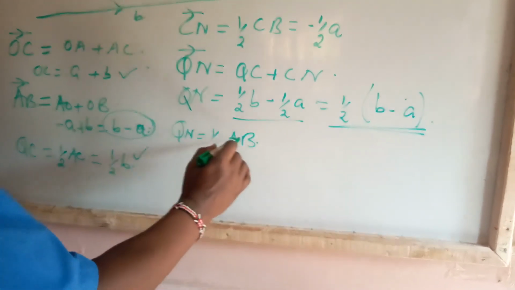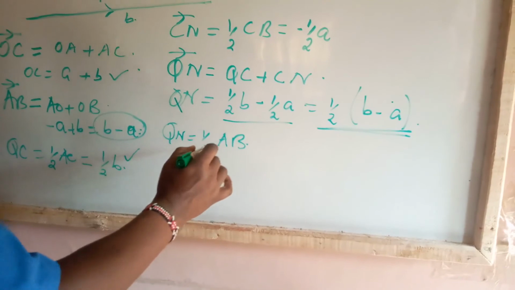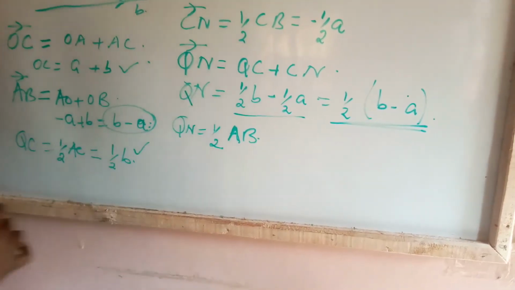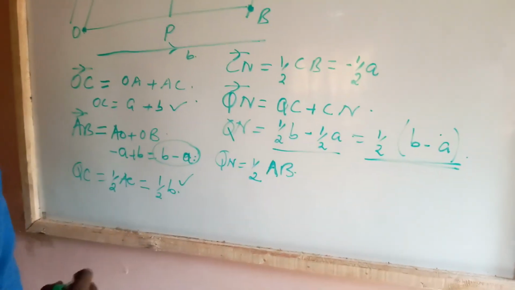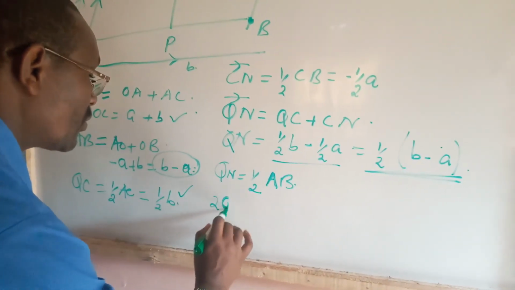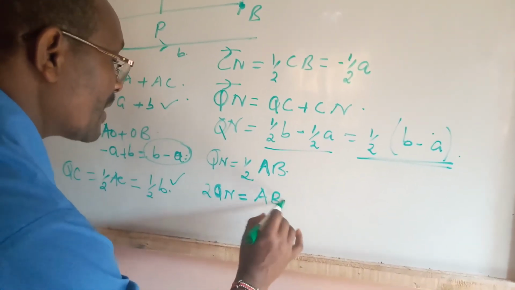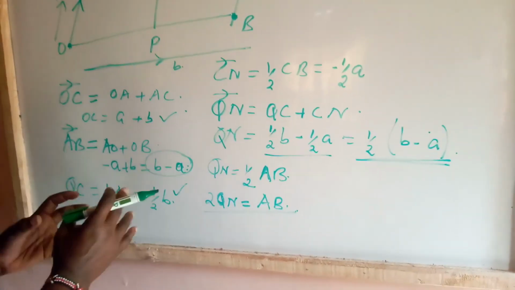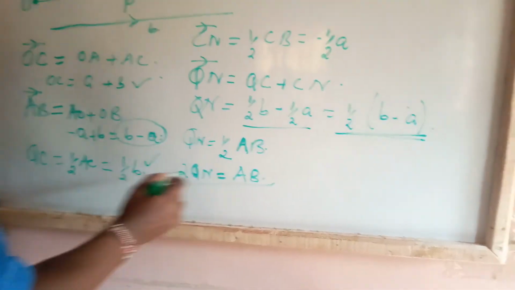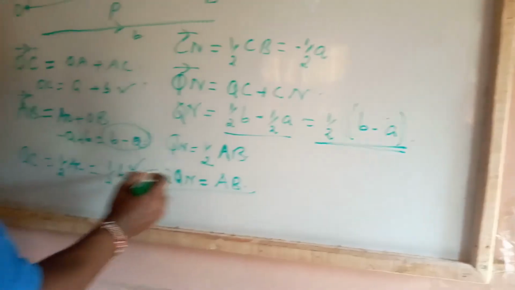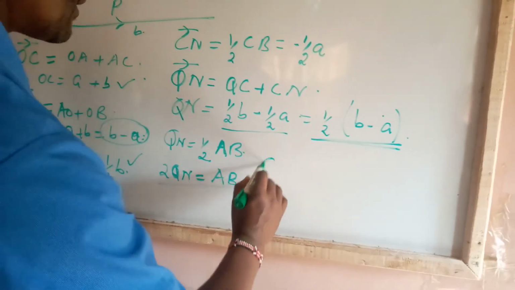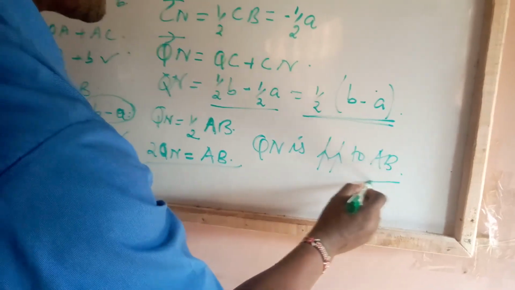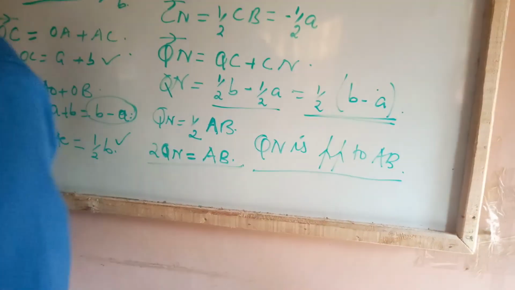That means what? Because QN has been expressed as a scalar multiple of AB, being expressed as a scalar multiple of another vector shows that the two vectors are parallel. If you multiply both sides by 2, you'll find that 2QN will give you a whole vector AB. That means if you put two vectors of QN together, they will give you one AB. Because we have been able to express the two vectors as scalar multiples of each other, QN is parallel to AB. That is exactly what we can deduce from QN.